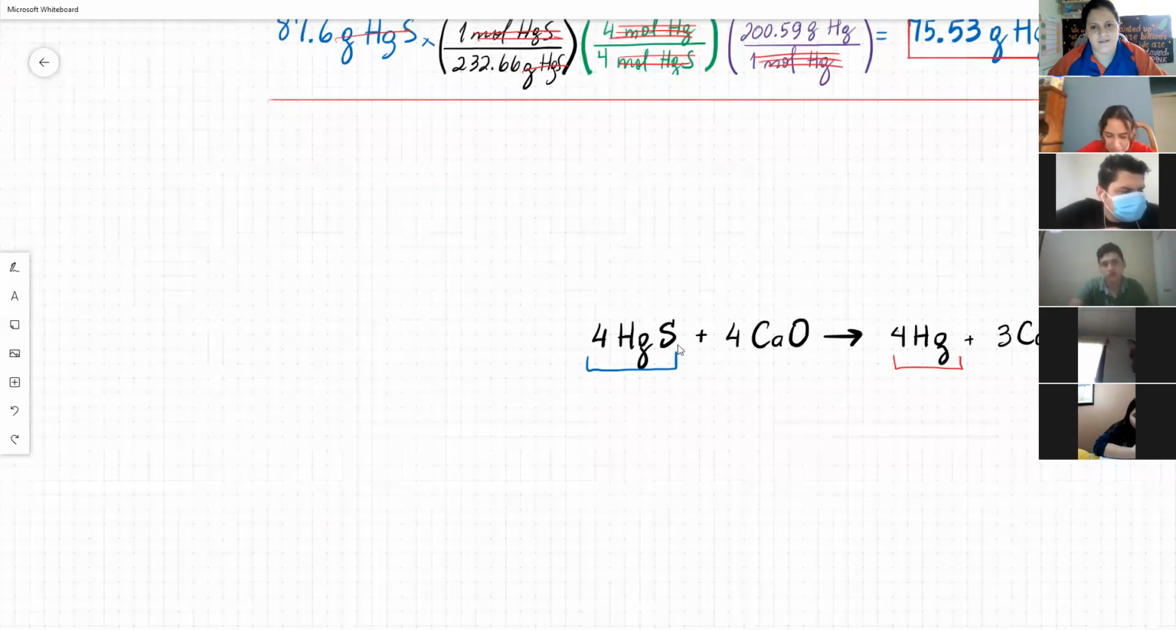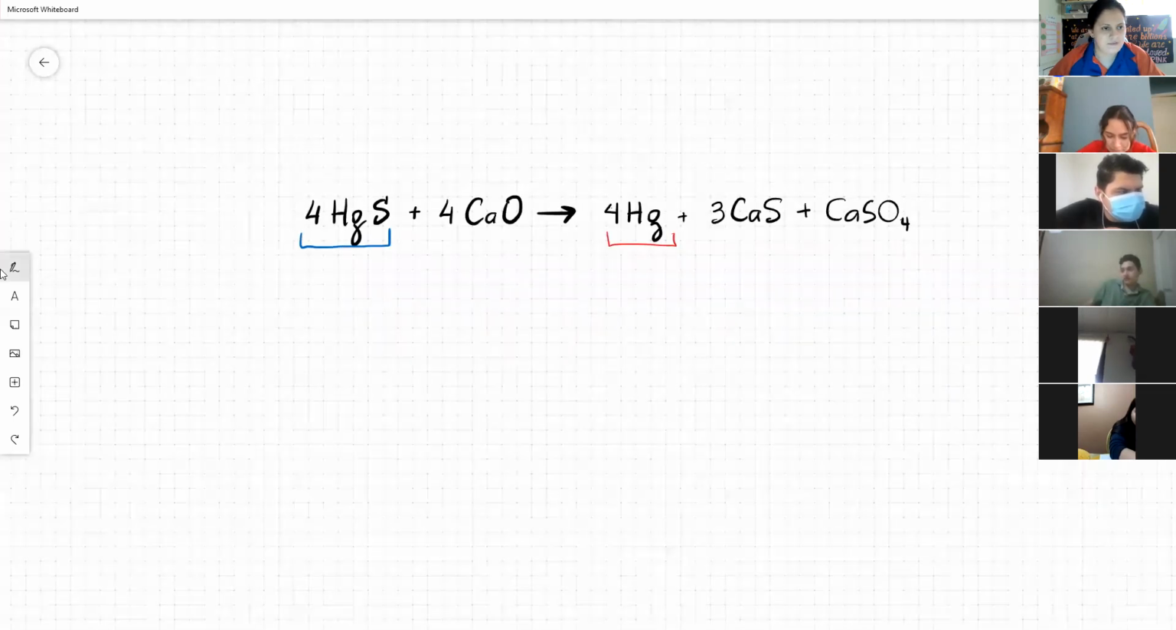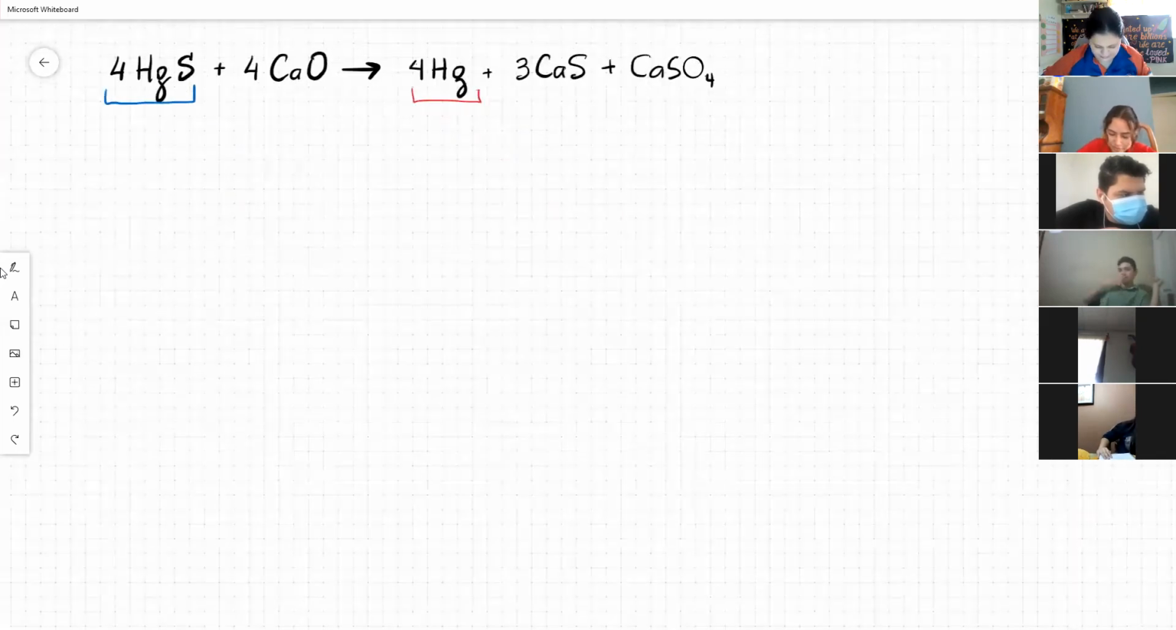A ver si funciona. Bueno, bueno. Bueno, bueno, bueno, bueno.